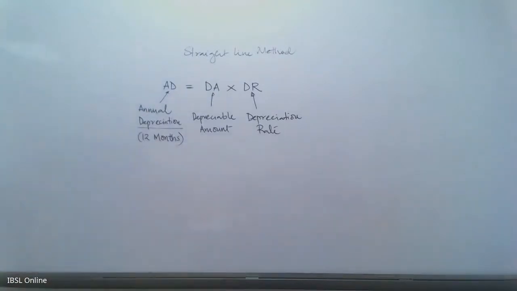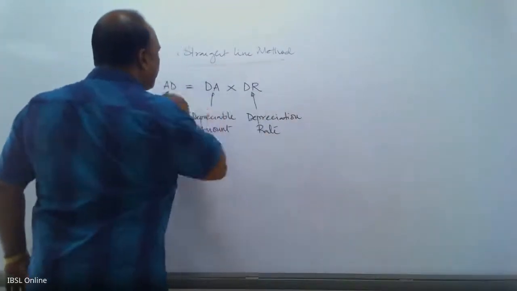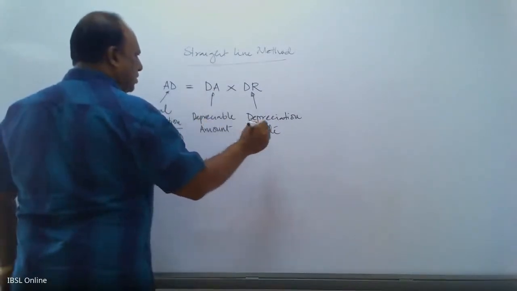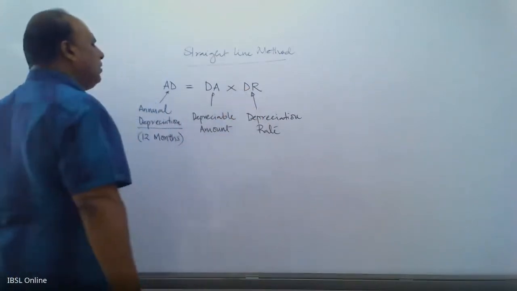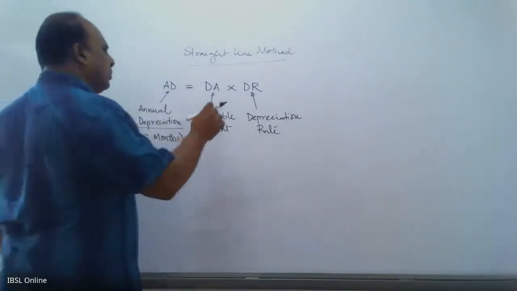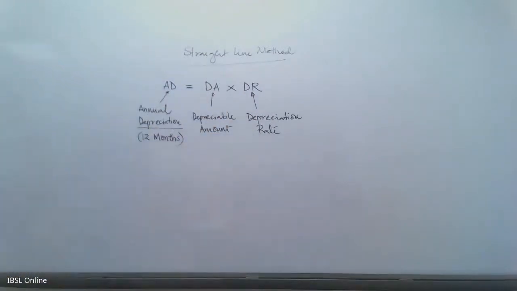The straight line method is very simple. You know how to calculate the depreciable amount: it is cost minus residual value or scrap value, and then you have the depreciation rate. Instead of the depreciation rate, sometimes you might be given the useful life. I have told you how to calculate the depreciation rate, or you can calculate it using the useful life. Likewise, you keep on depreciating this asset into your P&L.